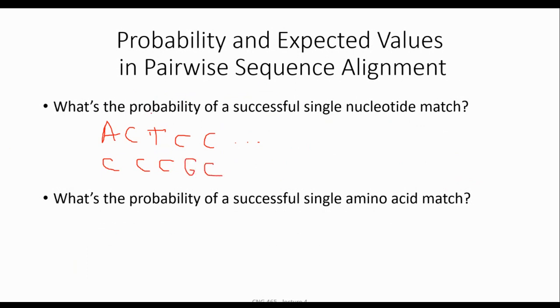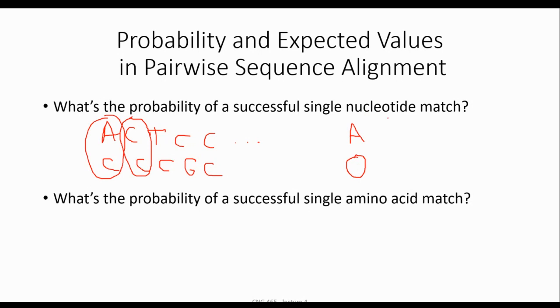Okay, now the question is, what's the probability of a successful single nucleotide match? It means, what's the probability that this one is a match with this one? What's the probability that this one is a match with this one? How can we calculate that? It is good to just fix one nucleotide. Let's say, for example, my first nucleotide is A. Then what's the probability that the nucleotide in the second sequence is exactly the same as this one?